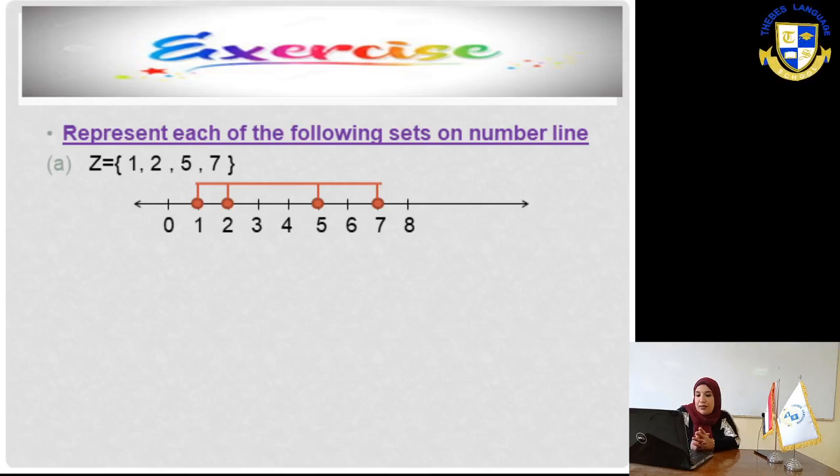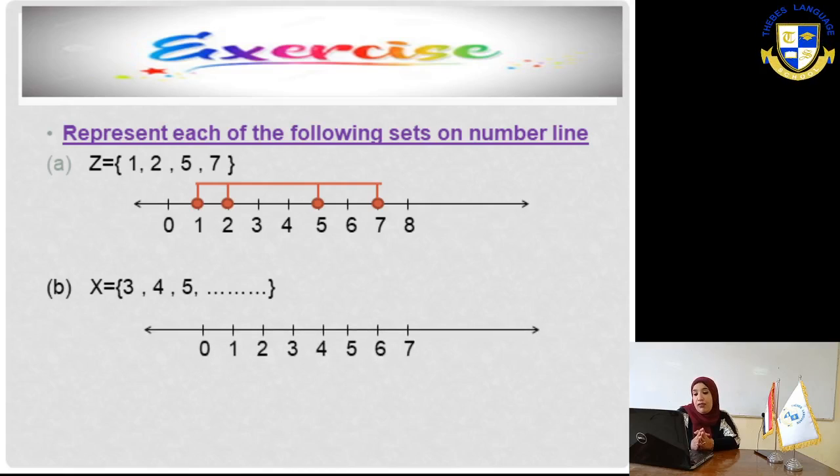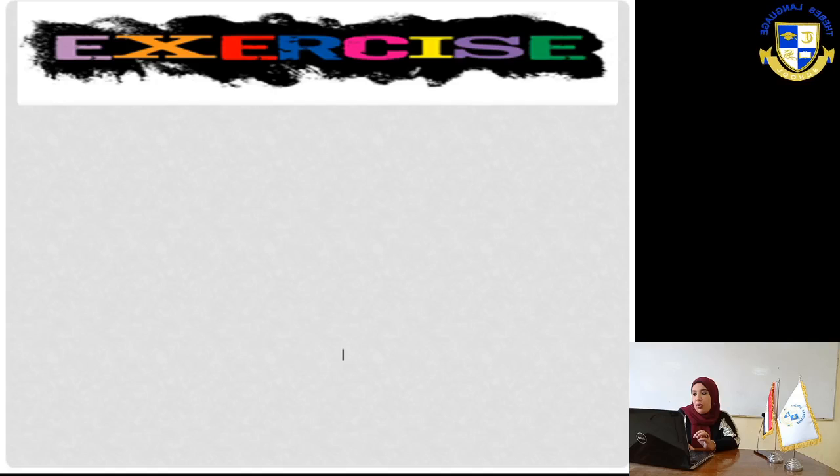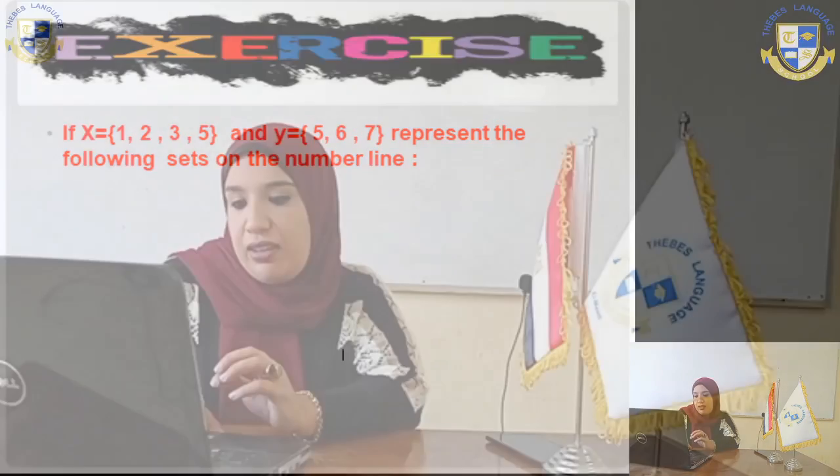But when I say X is a set of 3, 4, 5 and so on, it is an infinite set. Actually, the number line is the only method which can represent an infinite set. We can put points on 3, 4, 5, 6 and so on and make a ray moving to the right to say that this set is an infinite set, it has no end. So if the set ends, you put the points only. If you have an infinite set, you make a ray to represent it.